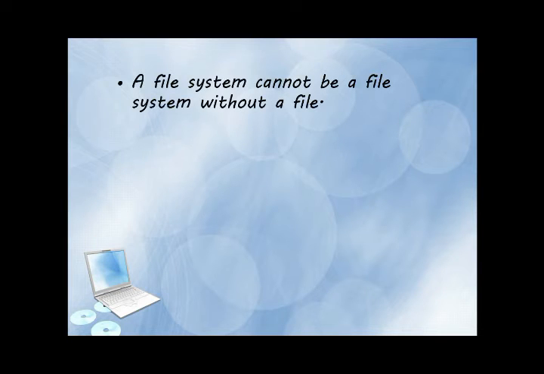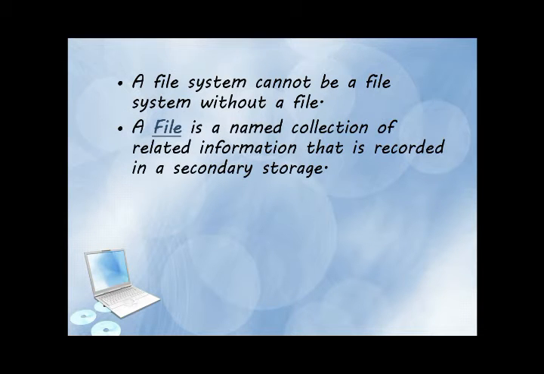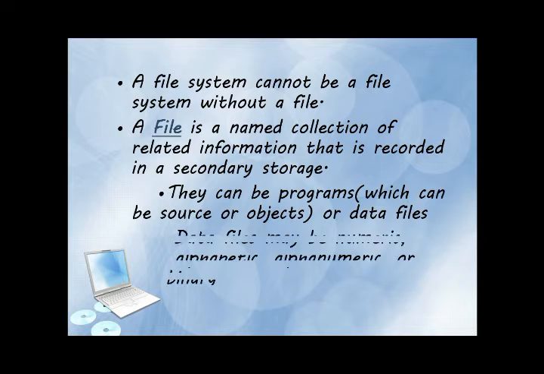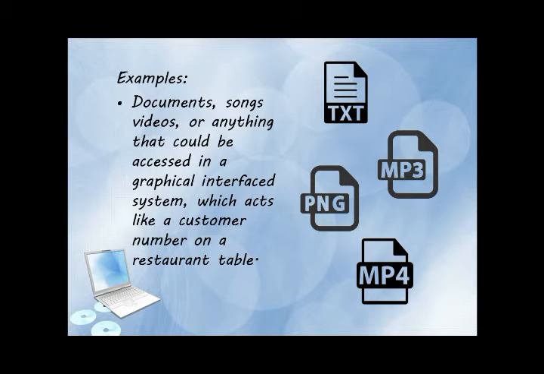A file system cannot be a file system without a file. A file is a named collection of related information that is recorded in a secondary storage. They can be programs, which can be source or objects, or data files. Data files may be numeric, alphabetic, alphanumeric, or binary. Examples of files can be documents, songs, videos, or anything that can be accessed in a graphical interface system, which acts like a customer number on a restaurant table.